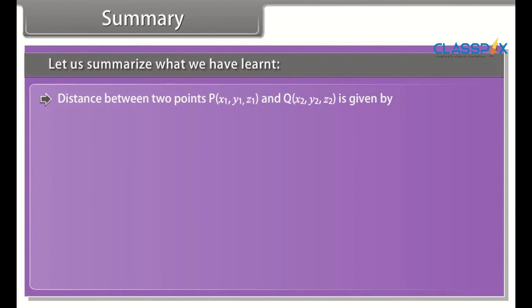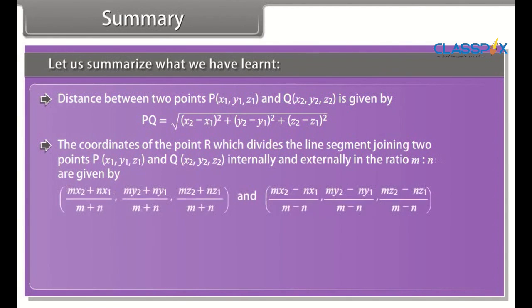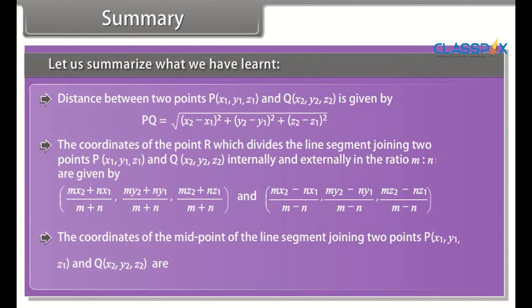Distance between two points P (x1, y1, z1) and Q (x2, y2, z2) is given by the formula. The coordinates of the point which divides the line segment joining two points P (x1, y1, z1) and Q (x2, y2, z2) internally and externally in the ratio m:n are given by the formulas. And the coordinates of the midpoint of the line segment joining two points P (x1, y1, z1) and Q (x2, y2, z2) are given by the formula.